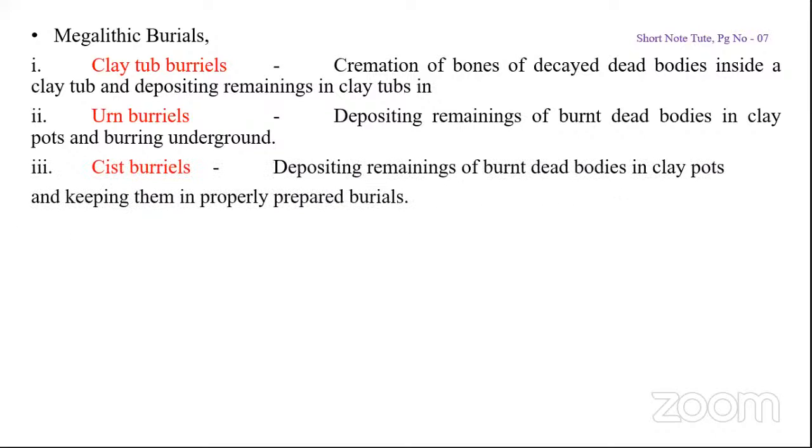The third type is cyst burials. So what is cyst burials? Depositing remains of burnt dead bodies in clay pots and keeping them in properly prepared burials. Here in cyst burials, they burnt the dead body, deposited the remains inside clay pots, and these clay pots were deposited not just underground like in urn burials. They were deposited where the walls had been mounted with stone splinters and covered with stone slabs.